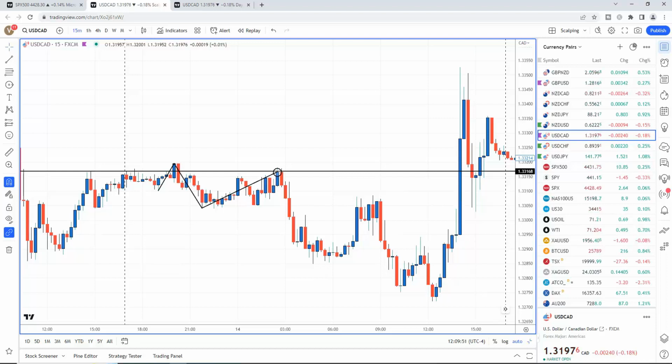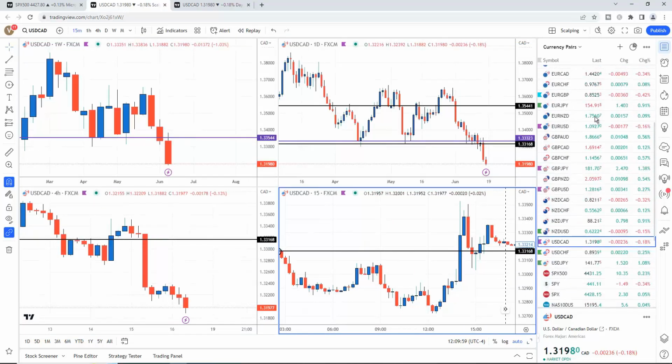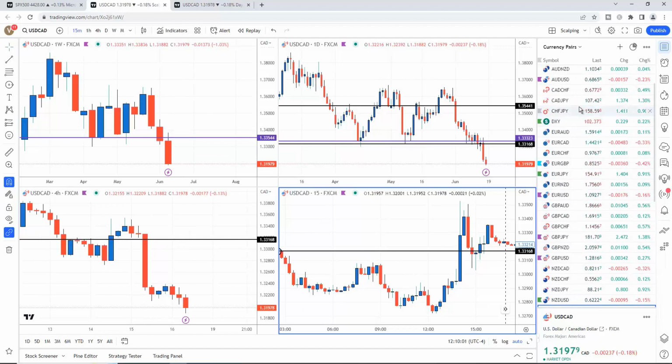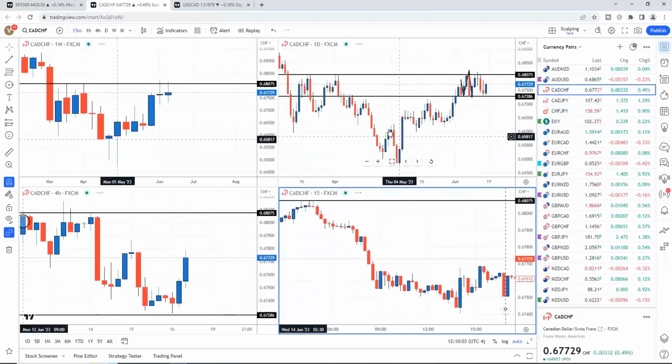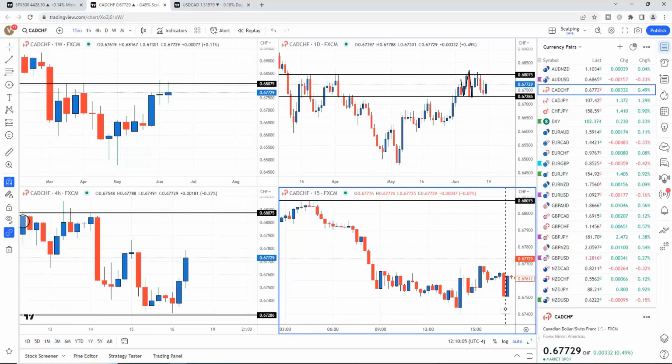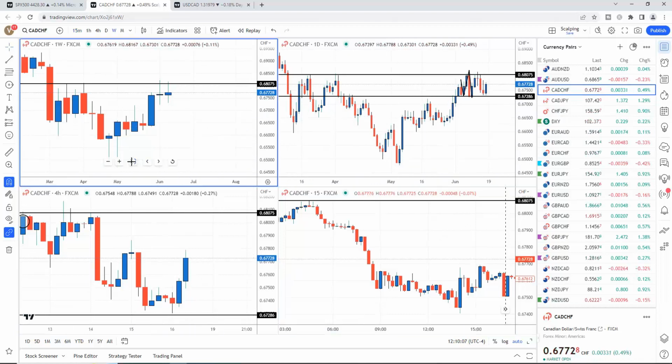Okay. So I want to show you one now on a 4-hour chart. There was one that set up this week on the Canadian Swiss pair. Let's get that out right here. So again, let's go through this.